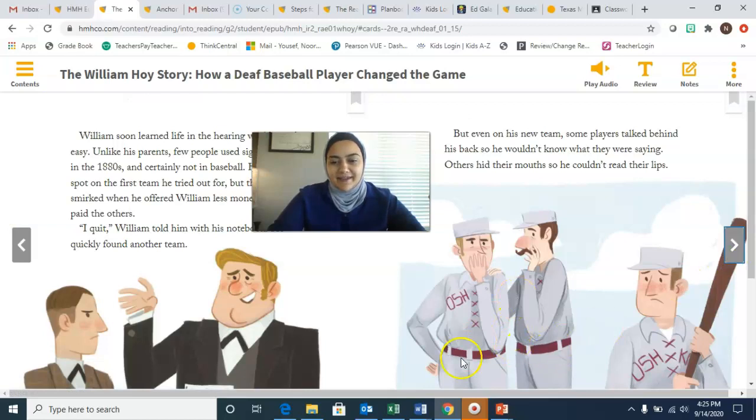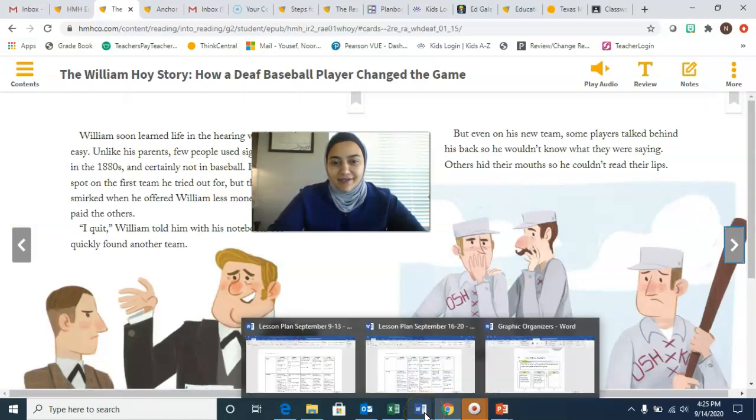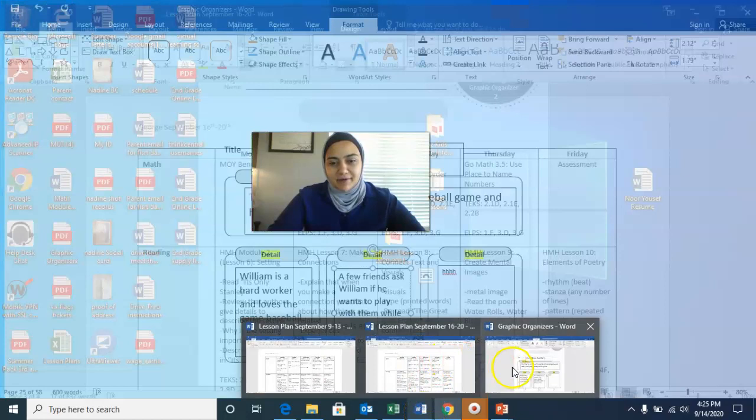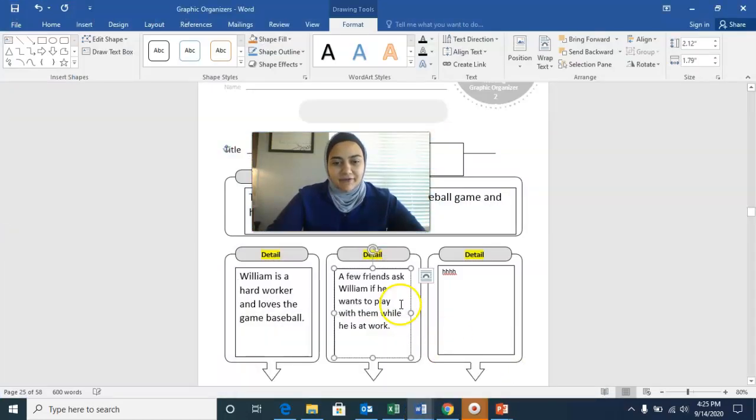So what happened there? His friends knew that he was a good player and they asked him to be part of their team. So a few friends asked William if he wanted to play with them while he was at work. He was so good, they asked him to be part of their team.